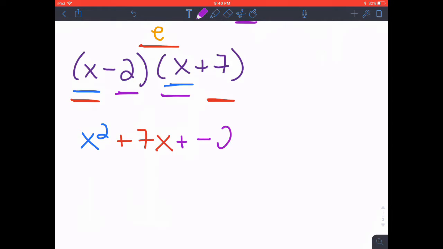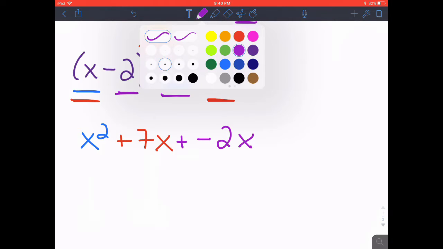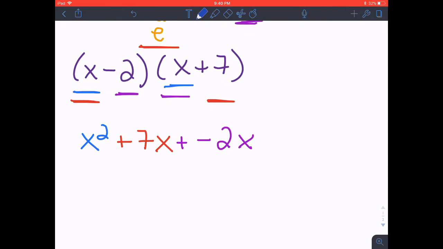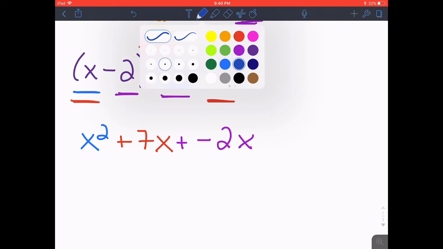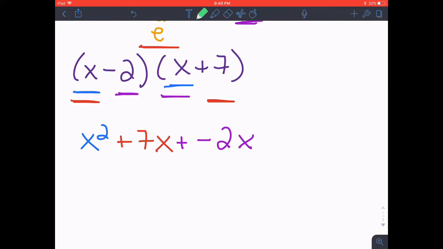Now the reason why I say you add is because I could say you subtract it, but someone might get confused and then subtract negative 2x, which means you would add it. So I'm just going to say you always add it, even if it's negative. Therefore, you always get the sign it should be.